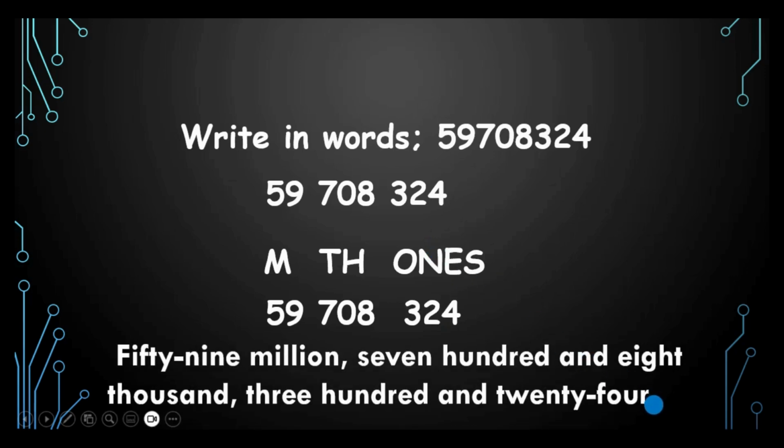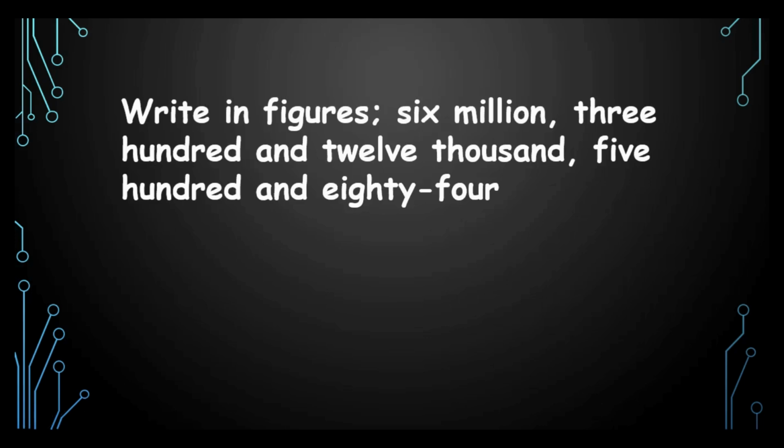All right. So the next thing that we're going to do is when you are asked to write in figures. So you are writing a number that is given to you in words in figures. Remember that million ends with 6 zeros. Thousand ends with 3 zeros, 100 ends with 2 zeros, 10 ends with 1 zero. Let me say that again. Million ends with 6 zeros. Thousand ends with 3 zeros. 100 ends with 2 zeros, and 10 ends with 1 zero.